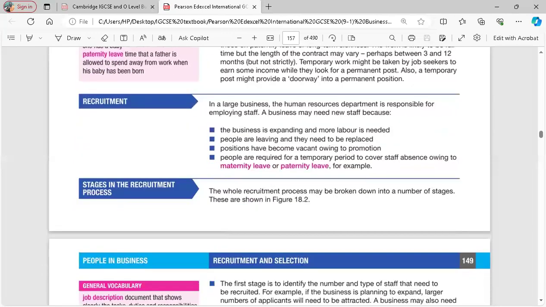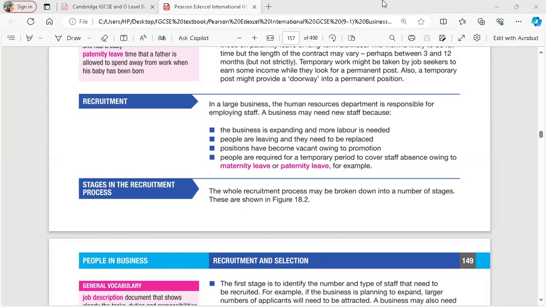So we'll go to recruitment and selection itself. Recruitment is the act of recruiting workers. That means you are selecting, you are sourcing, you are trying to find a suitable candidate for a vacant position. That is recruitment. Do you understand recruitment there?